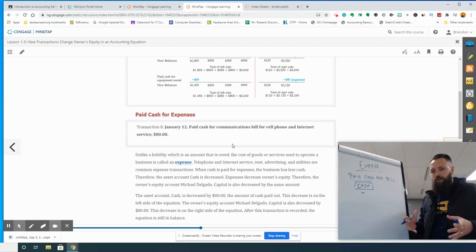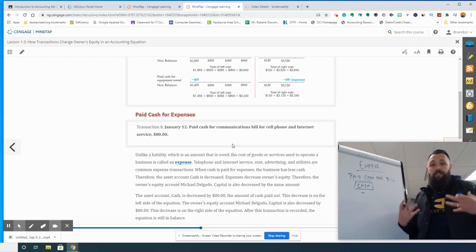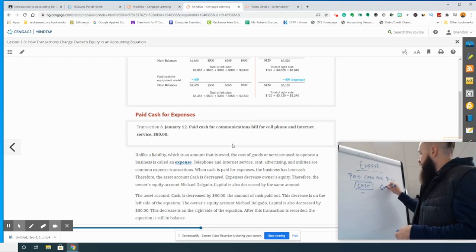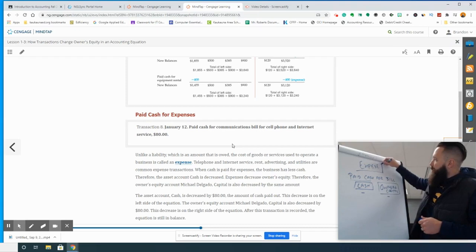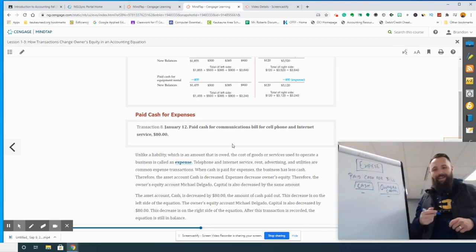Well, if we have to pay for something, just like when the business makes more money and owner's capital goes up, when we have to spend money to make money with an expense, our owner's capital will go down. So now for this, we have owner's capital, and this will go down. So we have an asset that goes down, and we have owner's capital that goes down. And we are going to make sure that we record this as an expense.